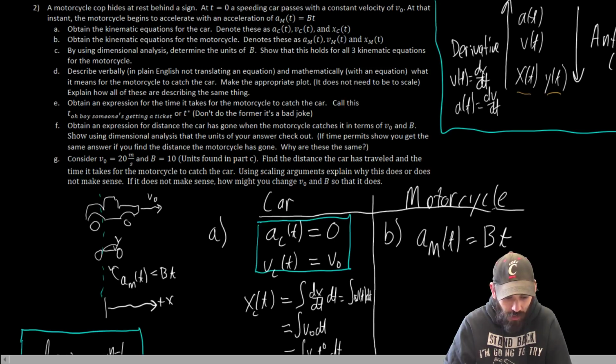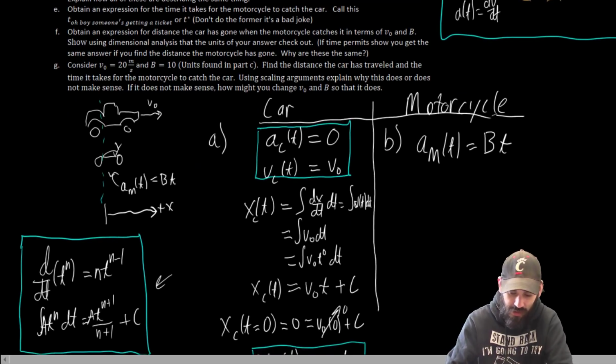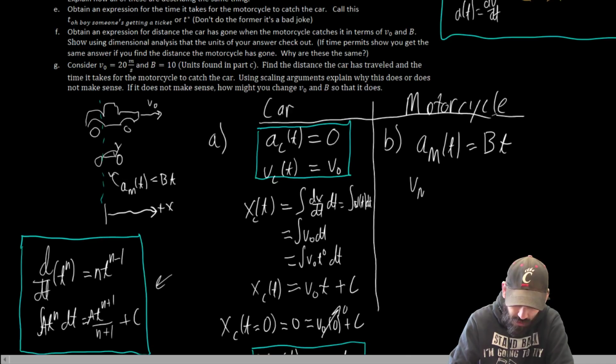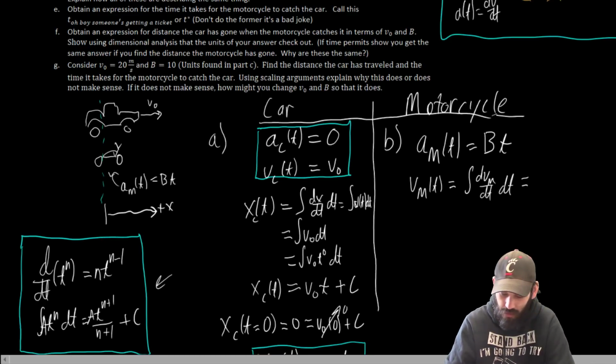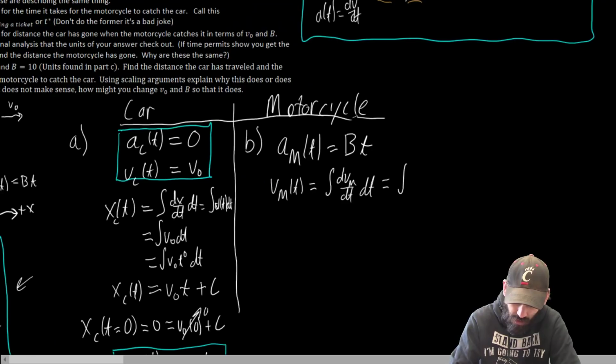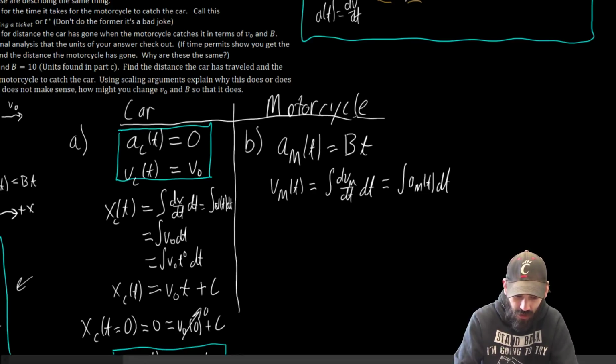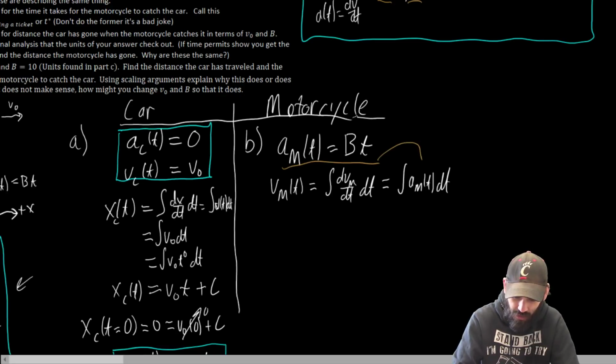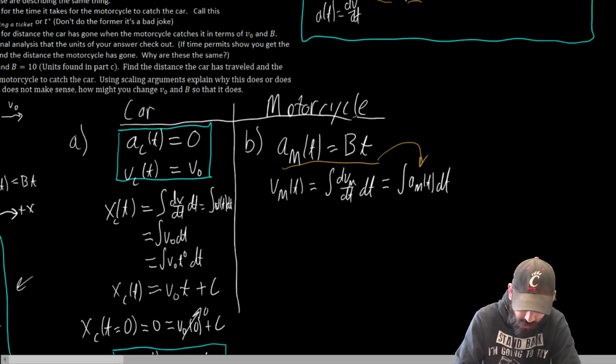So now what we want to do is really the same process, and we're going to say that v of t for the motorcycle is going to be equal to the integral of dv_m/dt dt, which is equal to the integral of a_m(t) dt. Take this right here, plug it in right there, and when we do that, this is going to be equal to the integral of bt dt.